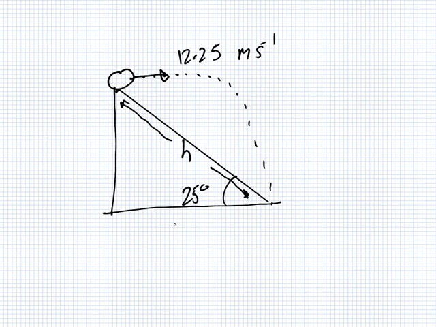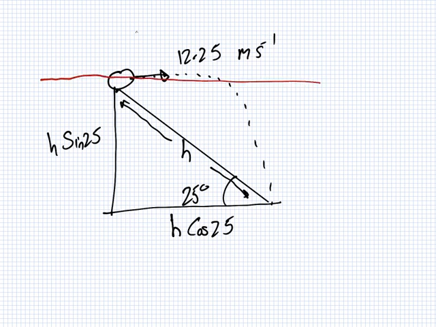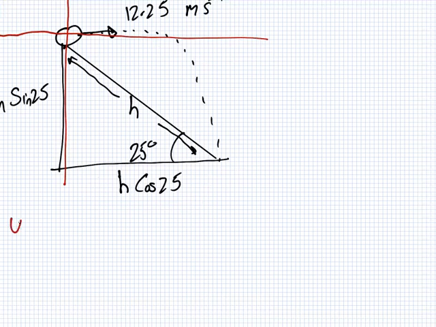Yeah? Now, we don't know this distance here because we don't know H. So we'll call this H cos 25, H sin 25. Is that okay so far? Now, this is a UVATS projectiles problem, where it starts here and ends here. So let's have a look at the X and then the Y.